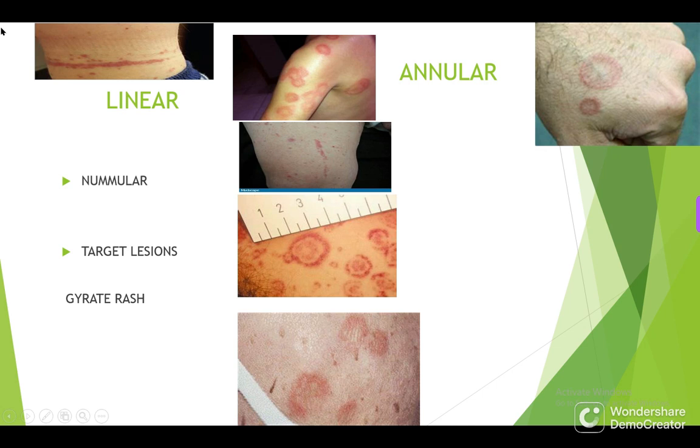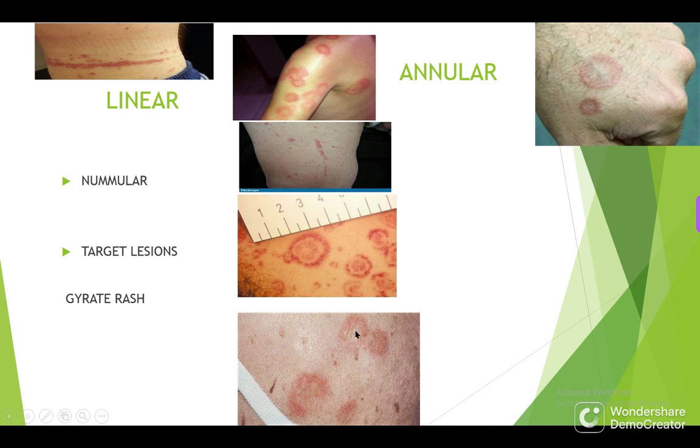Now this is the linear lesion. In front of this is the annular lesion. This is linear, this is annular, this is the numular type of lesion you see here. And target lesions are this. And gyrate lesions have a whirl appearance. This is a whirl appearance.